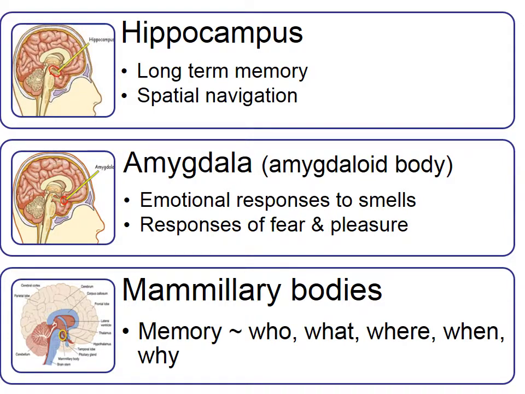Amygdala: emotional responses to smells and responses to fear or pleasure. Mammillary bodies: specific pieces of memories and smell. Olfactory pathways.